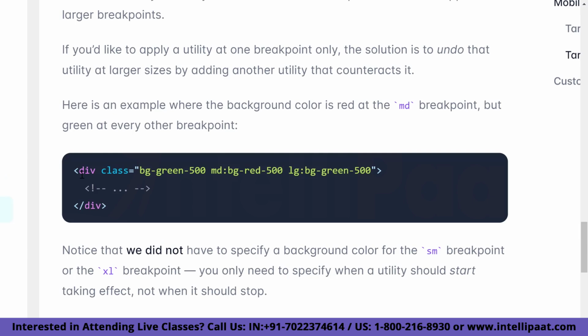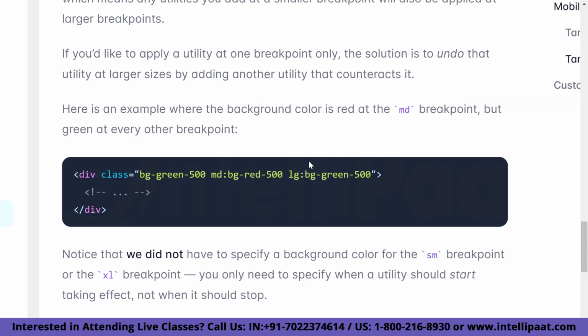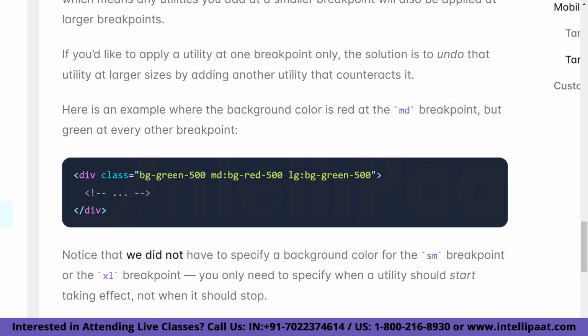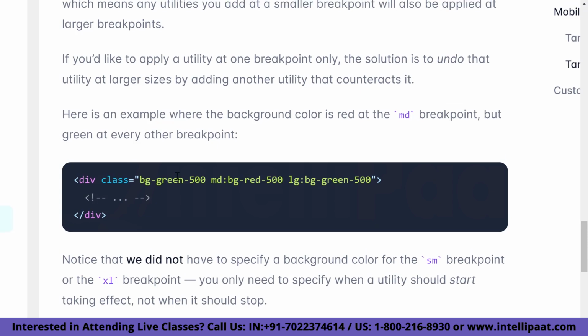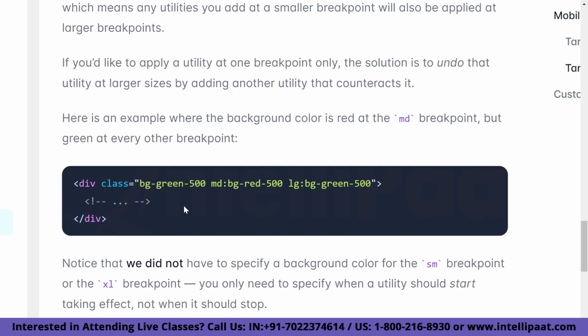So guys, if we look at this example, we see that there is a background color green 500 and there is a breakpoint MD, okay, where the background changes to red. Then we have LG where the background turns green. As you can see, for the SM breakpoint we have not applied anything, which is one of the solutions you could think about. Whenever your MD breakpoint comes up, which is 768 pixels, your background would be red. Otherwise, at all other times, your background would be green. And this was one of the solutions you could do.